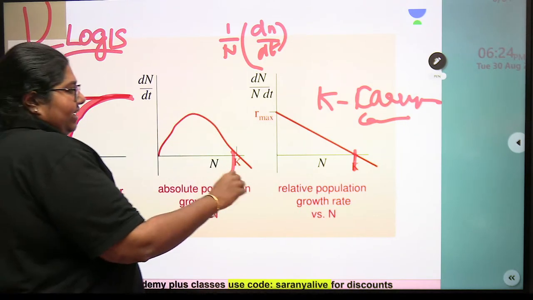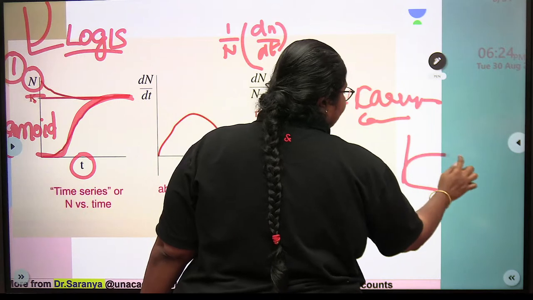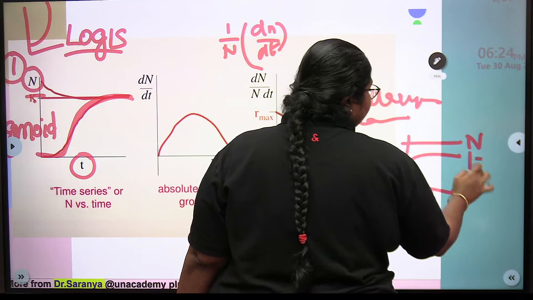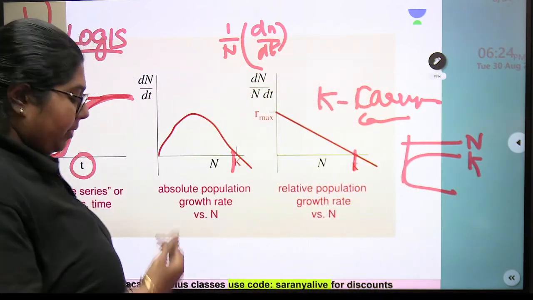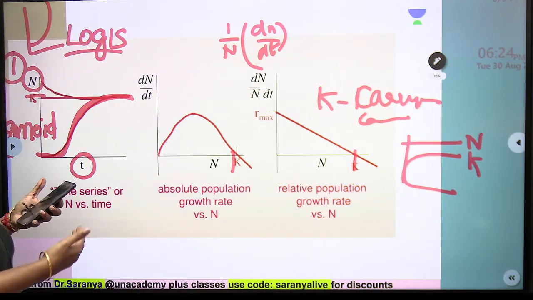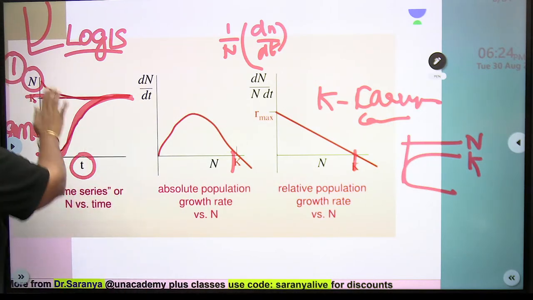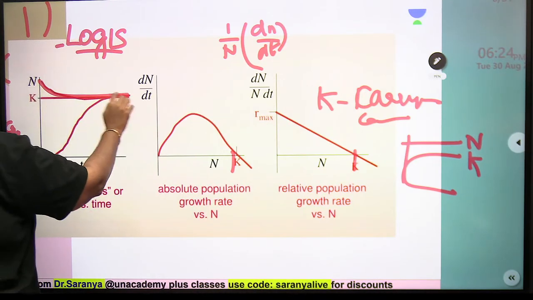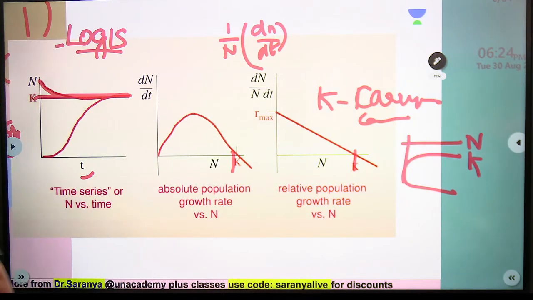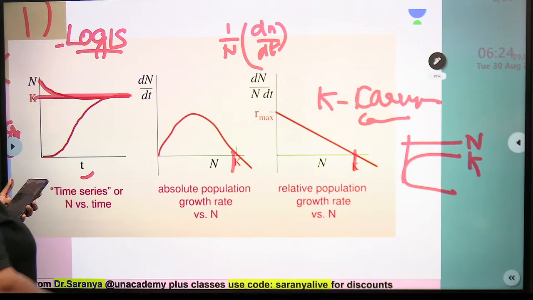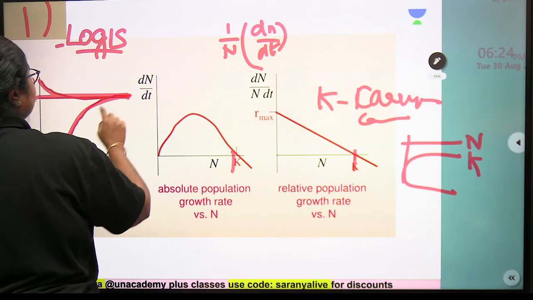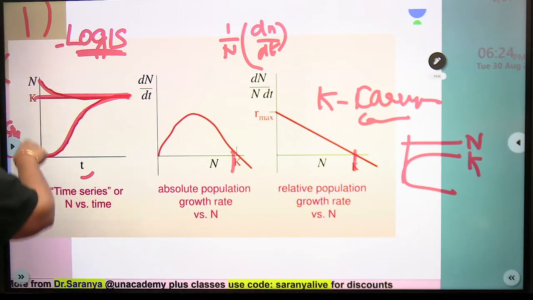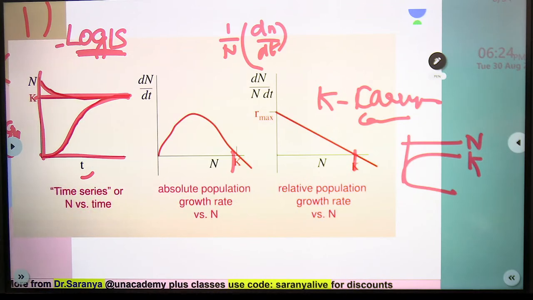Always your carrying capacity, if you are drawing like this, this is going to be your n, and this is going to be your k. So below only it will be there. That is what it is saying here also. K is the carrying capacity or your maximum, and it is going to follow the sigmoidal curve for the logistic. So it is N versus T, understood?